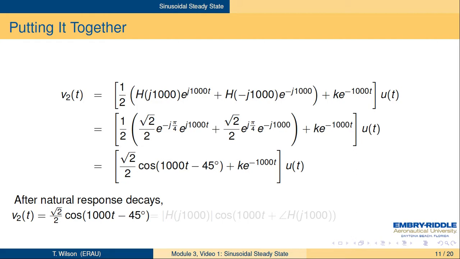So after the natural response decays away, the k e to the minus 1000t, we're just left with root 2 over 2 cosine of 1000t minus 45 degrees. And we can see that that's the magnitude of H of j1000. And then the cosine is still frequency 1000. And so you get cosine of 1000t plus the angle of H of j1000, which was minus 45 degrees. And that's going to be our general form.